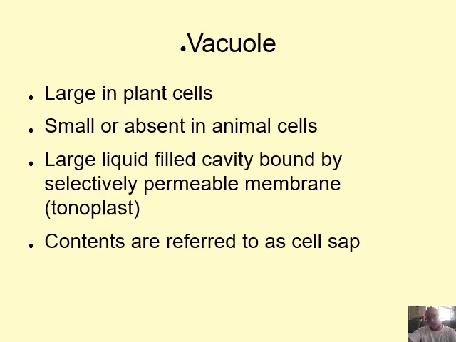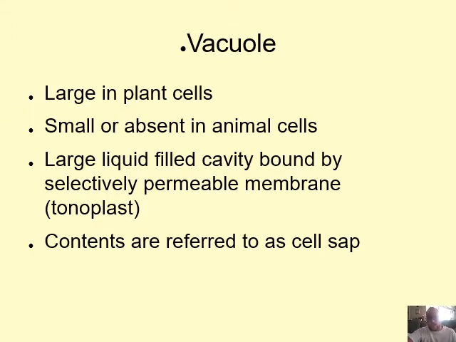We'll talk about the vacuole now. It is extremely large in plants, and it is small or absent in animal cells. They are large liquid-filled cavities bound by selectively permeable membranes, and that membrane is called the tonoplast. You need to know that word.